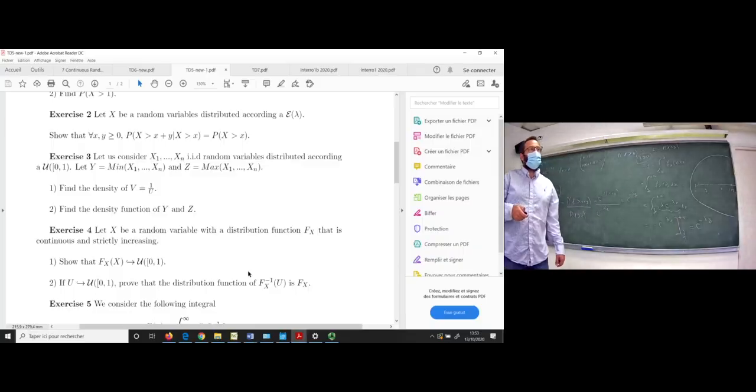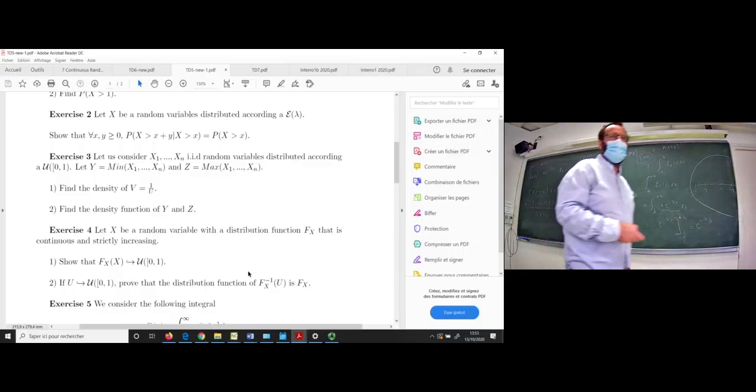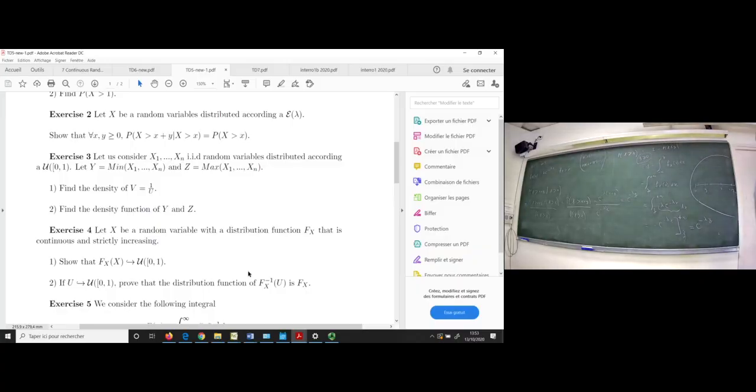So I consider x1, ..., xn that are IID. What is the meaning of this? Independent and identically distributed. They are independent random variables with the same distribution, each being a uniform on the interval 0, 1. So you have here n independent uniforms on the interval 0, 1.